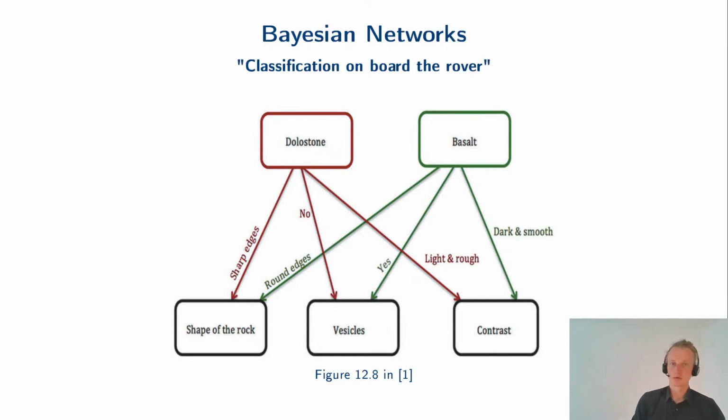The Bayesian network can therefore be modeled as a triplet of three variables. First, the set of our vertices, so these here, then the edges, and also, of course, the probability tables, which are for our rocks, in this case here.